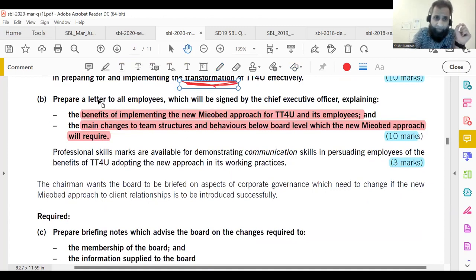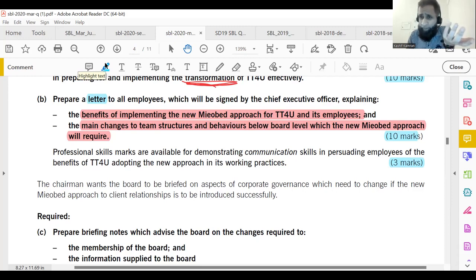Prepare a letter. Now you have to prepare a letter to all employees, because you want to guide employees about the change, which will be signed by the Chief Executive Officer. Again, know the letter format from the examiner answer. If you don't know it, probably you will be at this point in time when exams are just a few days away. So you need to prepare a letter explaining what? The benefits of implementing the new MyoBed approach for the company and for the employees.